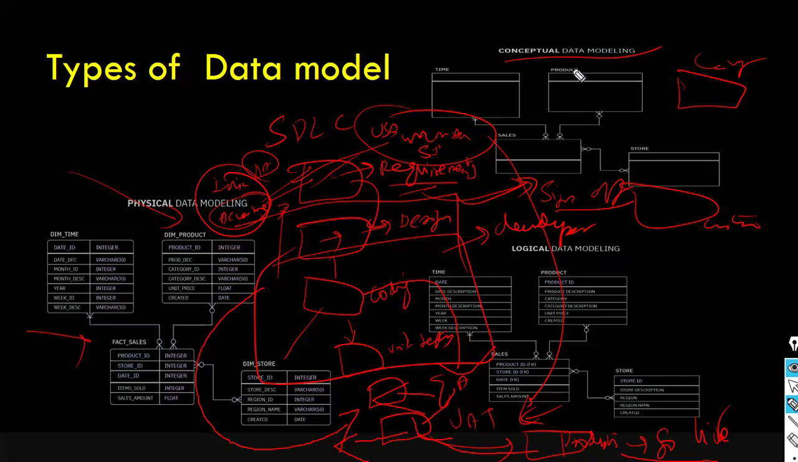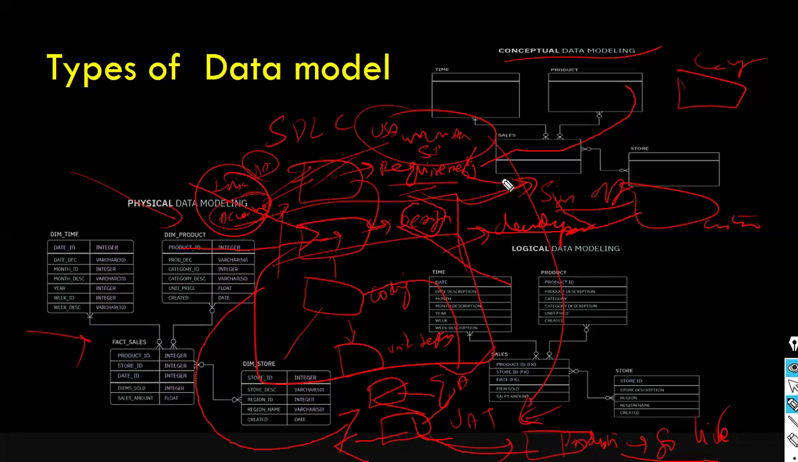So the conceptual data modeling, you come up with as part of your requirements phase. And then the logical data model and physical data model, you'll be completing as part of the design phase itself. The logical data modeling and the physical data modeling, you do as part of the design stage itself. And again, you need to share the document with the customer.